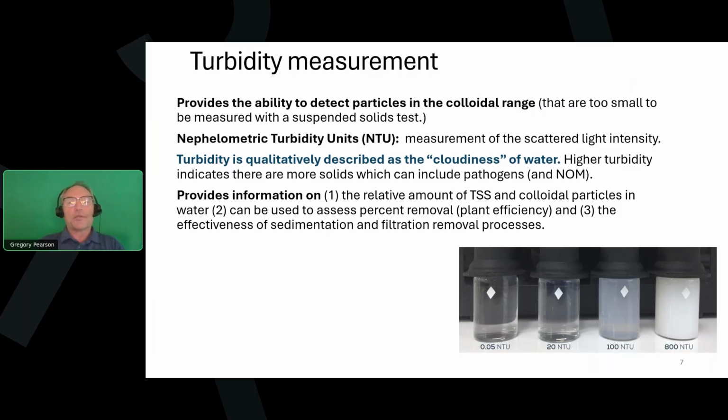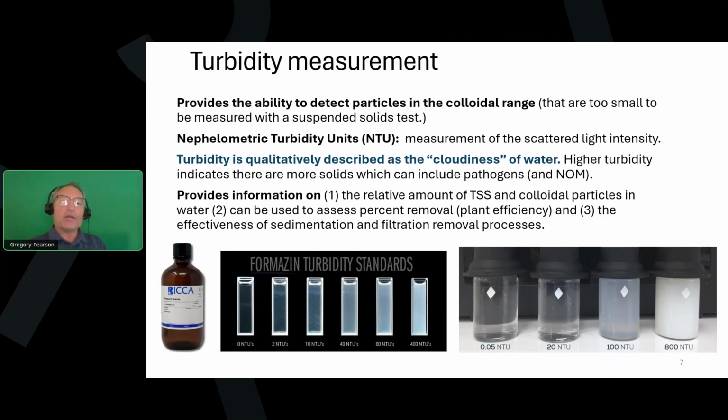filter. For example, you can take a turbidity test after sedimentation and see how well the sedimentation basin is working. And we can take a turbidity test after each filter to see how each filter is working. And compliance is based on the combined effluent of all the filters. And that's what we're trying to get below 0.3 NTU.